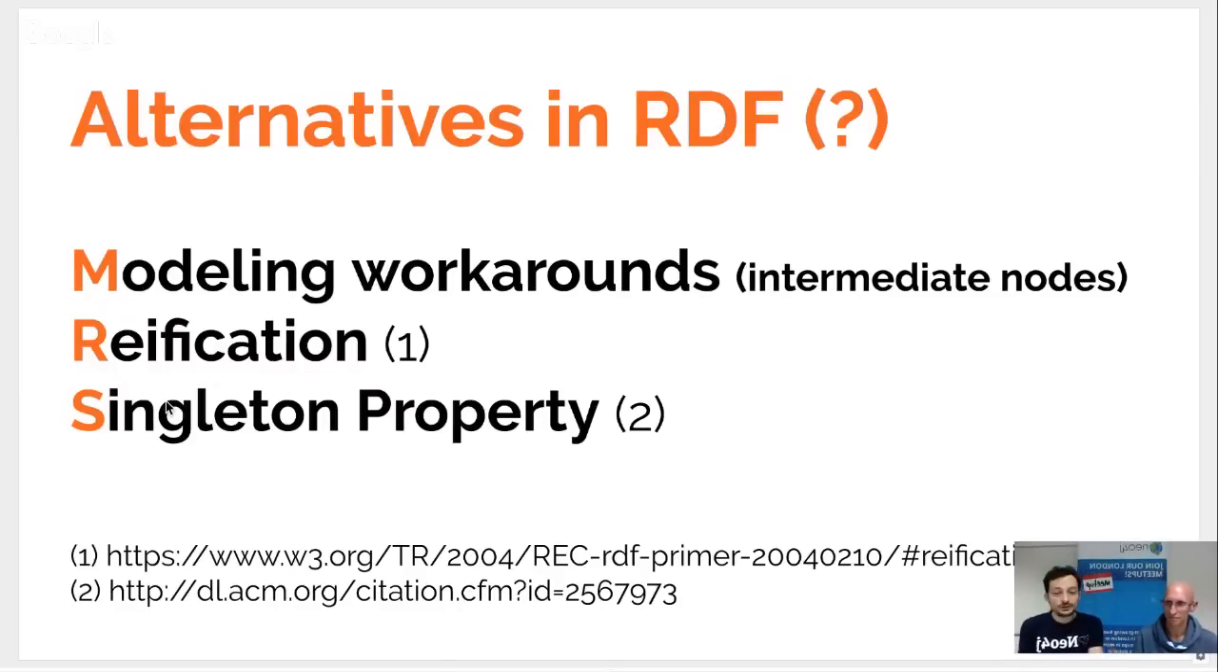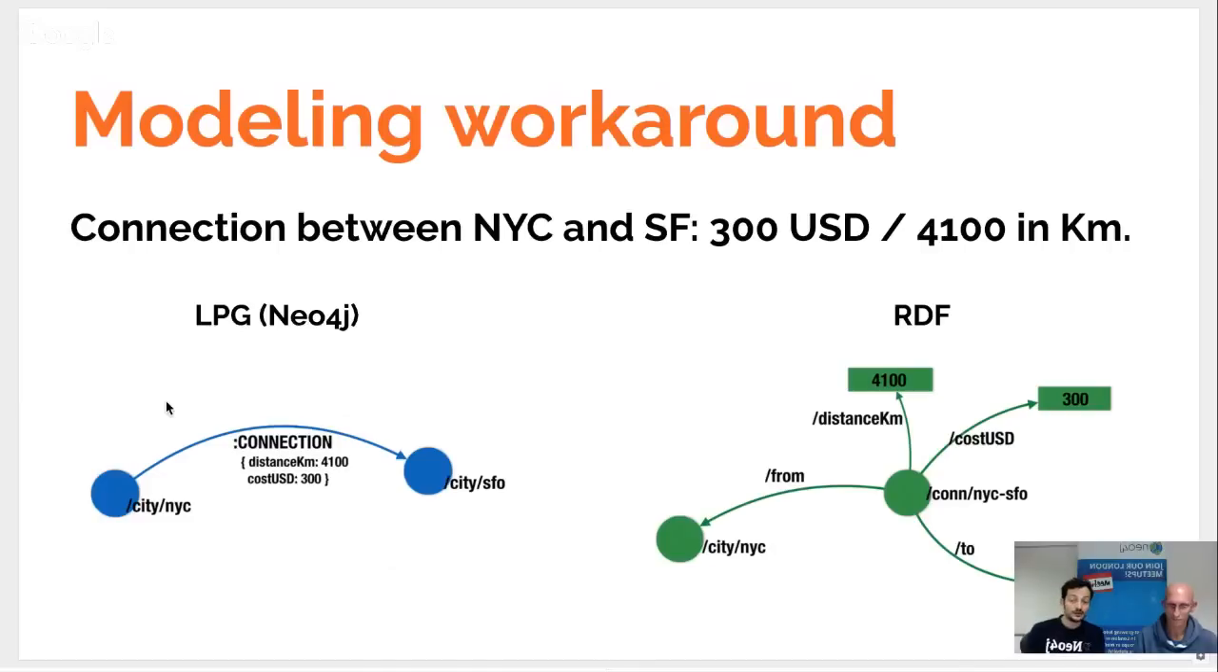So how would you then model the reality that there is a connection between New York and San Francisco that takes this amount of money or this time? Well, there's a number of ways. It's not that you can't model it in RDF. Of course you can, but you will have to find alternatives. One of them is a modeling workaround. You can create an intermediate node. So in order to do something like that to the left, which is the natural way of modeling it in a label property graph, what you would do in RDF is create an intermediate node.